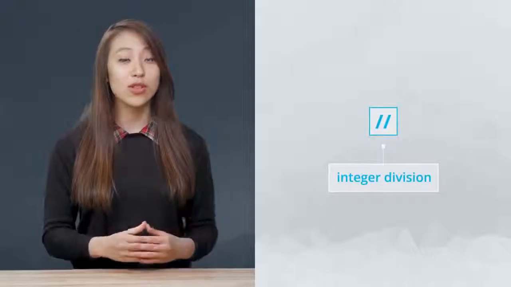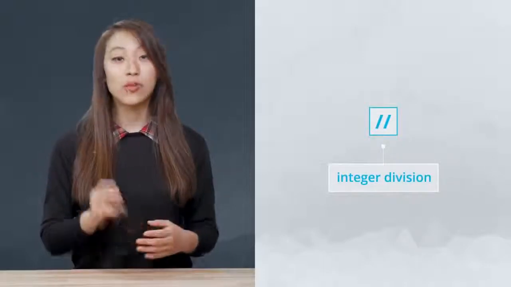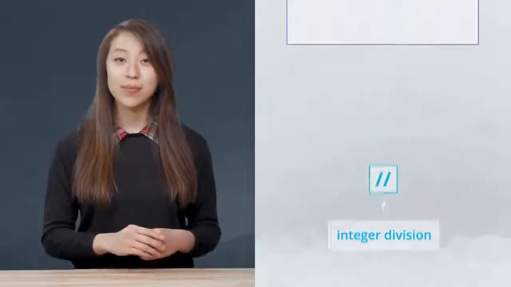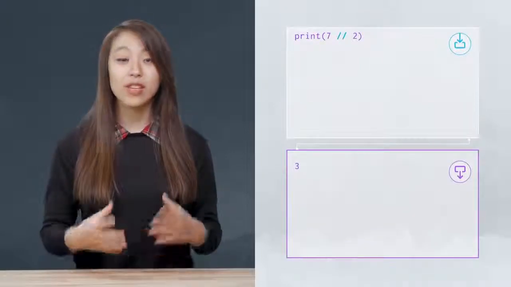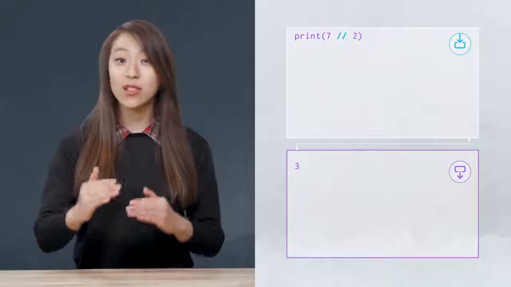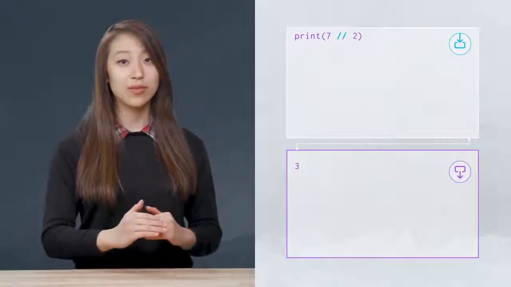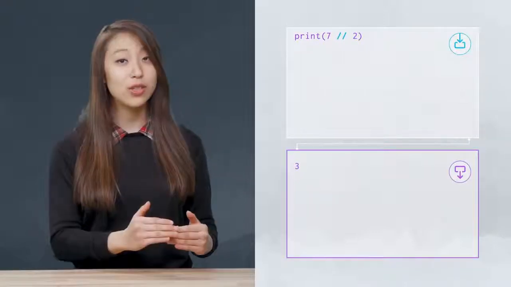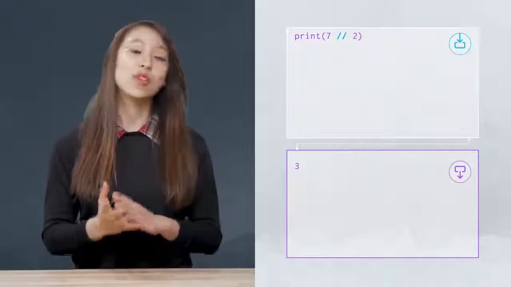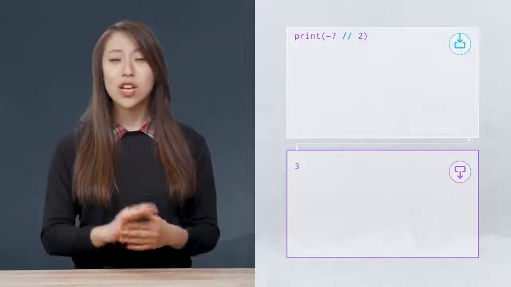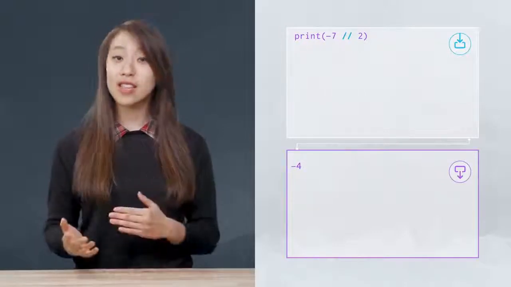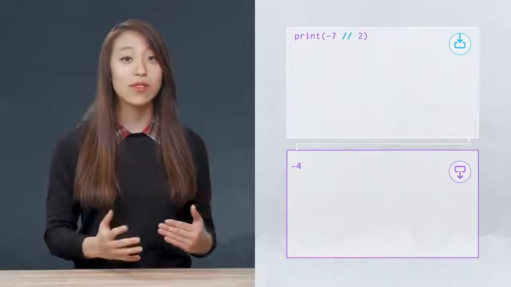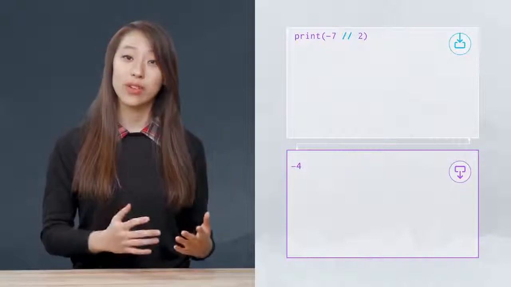You might also find use for integer division, denoted by two /. It divides one integer by another, but rather than giving the exact answer, it rounds the answer down to an integer. 7 divided by 2 is 3.5, which rounds down to 3. Notice it rounds down even if the answer is negative. In this case, negative 3.5 was rounded down to negative 4.